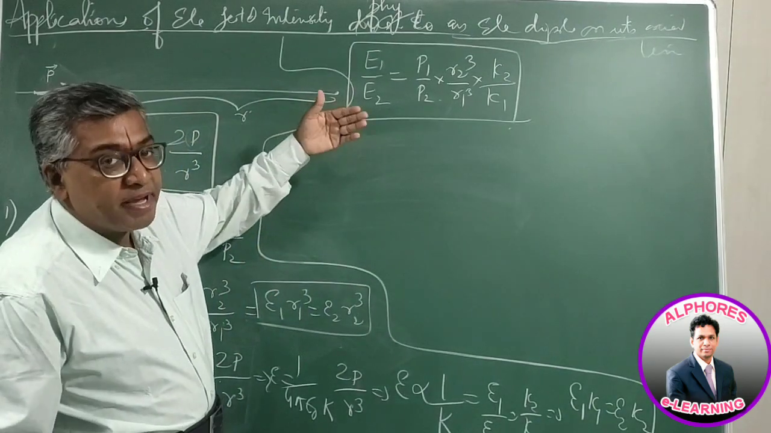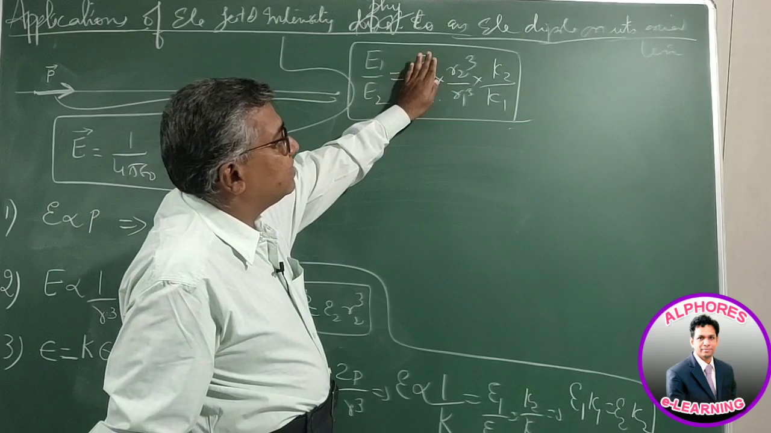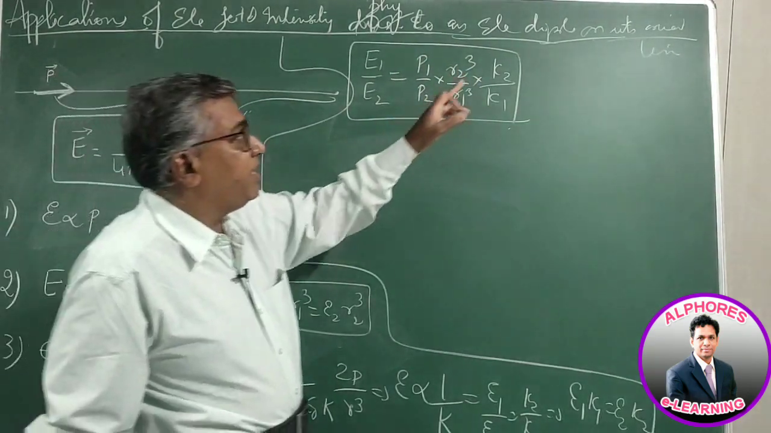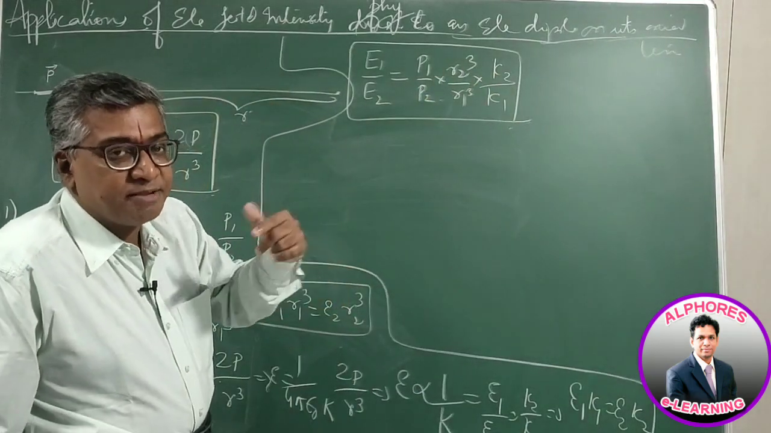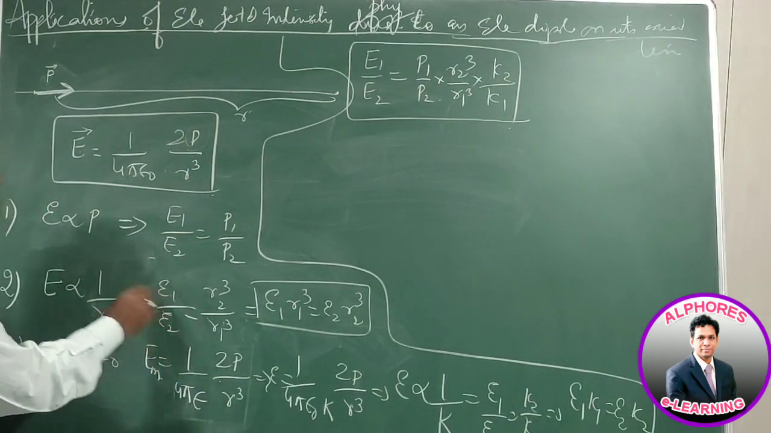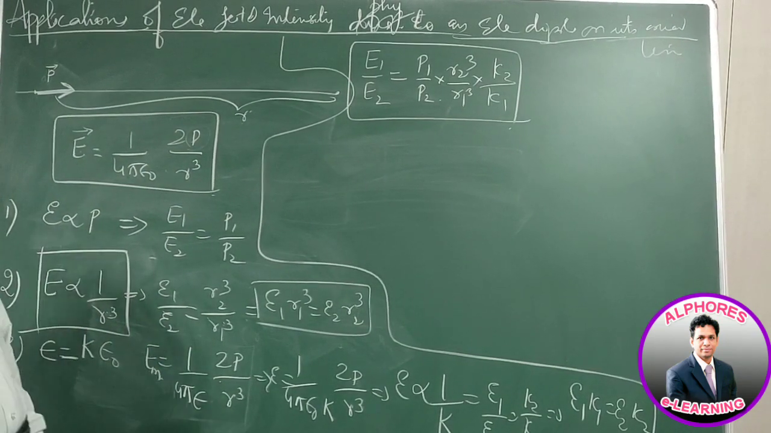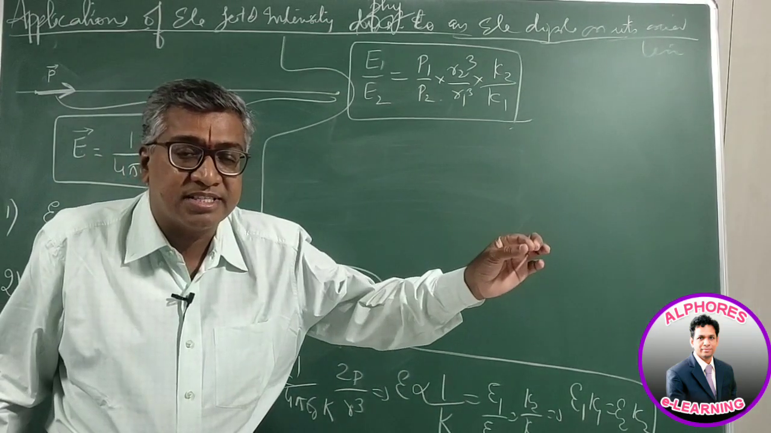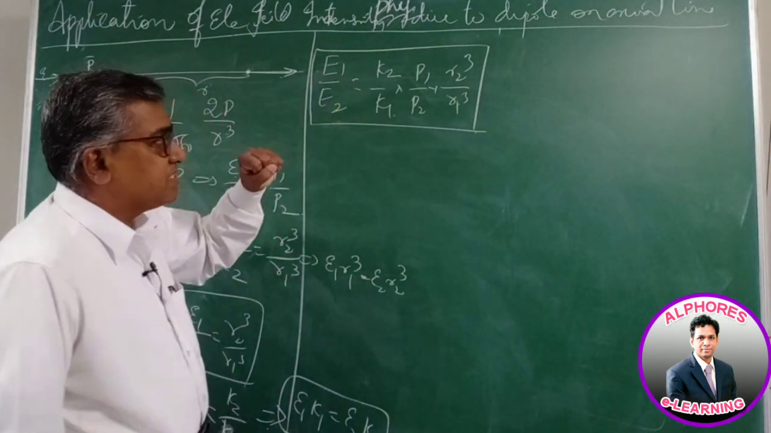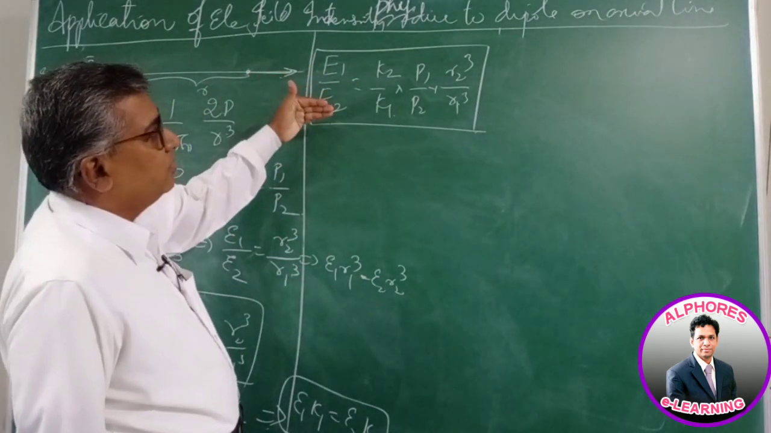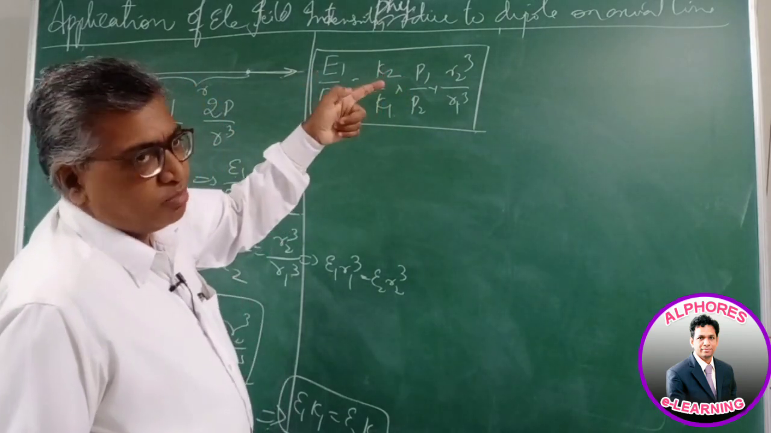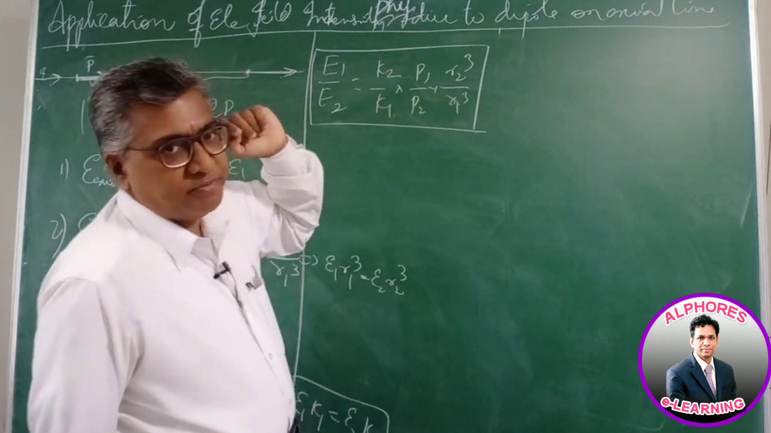So E1 by E2 comparison: if the dipole moment is the same, we will cancel this and get R2 cube by R1 cube into K2 by K1. If the dipoles are in the same medium, K will be the same. If you compare distances, it is the inverse cube law, a very important relation. It varies inversely with the cube of the distance of the point of consideration on the axial line. This is the ratio of the electric field at two different points under two different circumstances: E1 by E2 is K2 by K1 with respect to the medium, P1 by P2 for two different dipole moments, and R1 and R2 for two different distances.